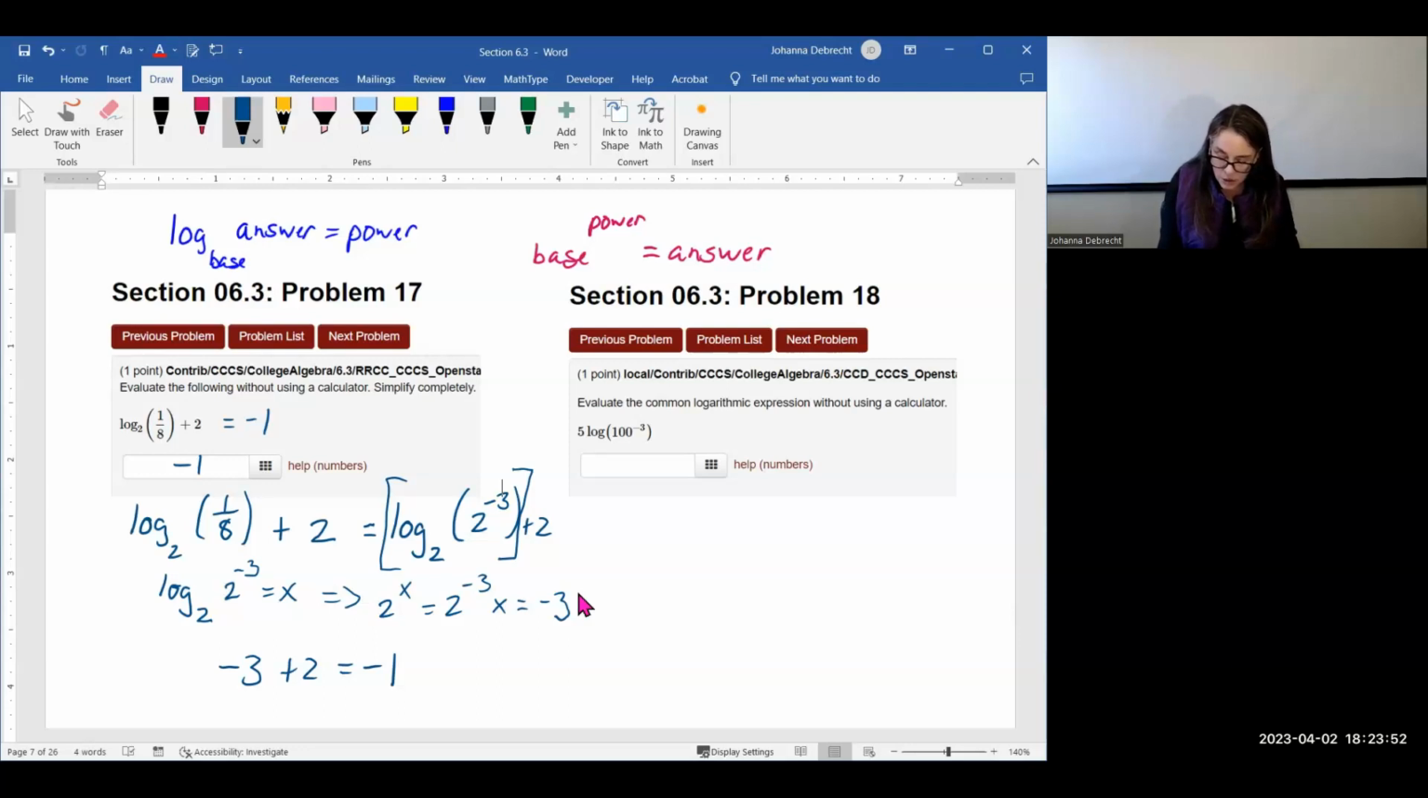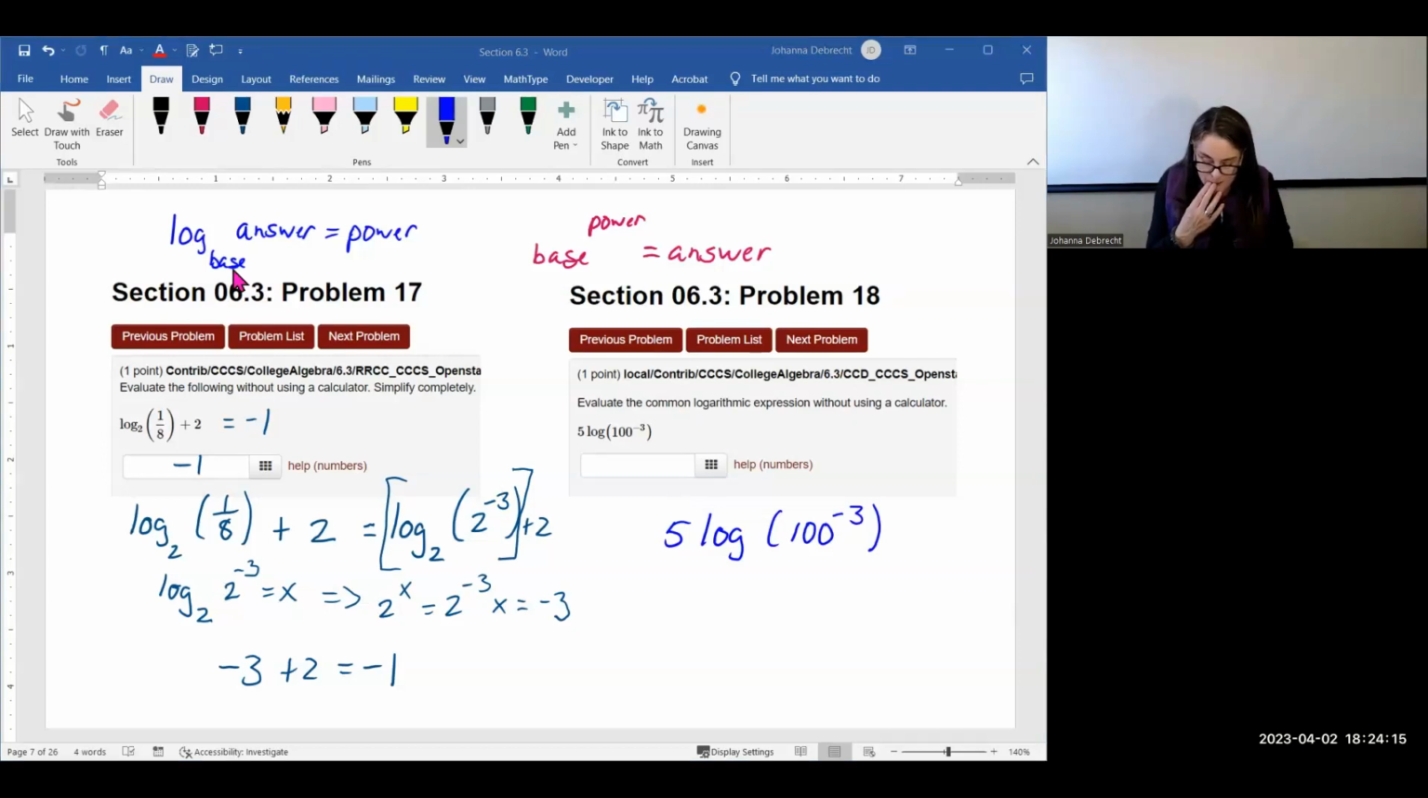So what are we going to do? How are we going to solve this? So let me switch colors here. So I have 5 log of 100 to the -3. Okay. Well, I've got log on the line, not in the power, but on the line. So it is in logarithm form. So I need a base, an answer, and a power. I don't have a base, but it says log, so it must be base 10. So I'm going to put a 10 here. Oh, I see 2 ways to go, so we'll work them both.